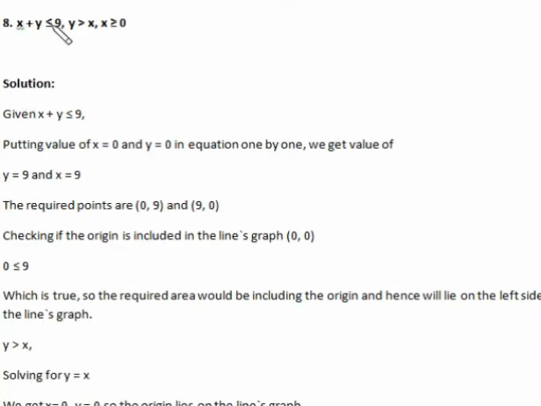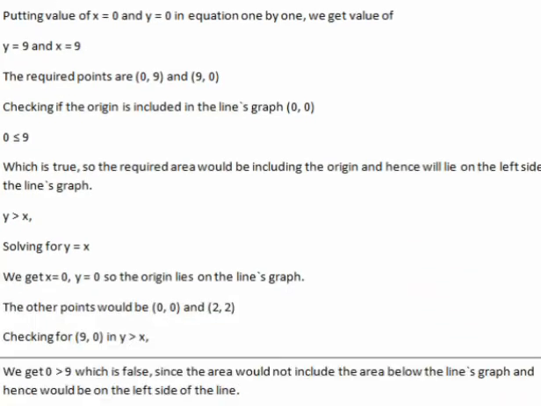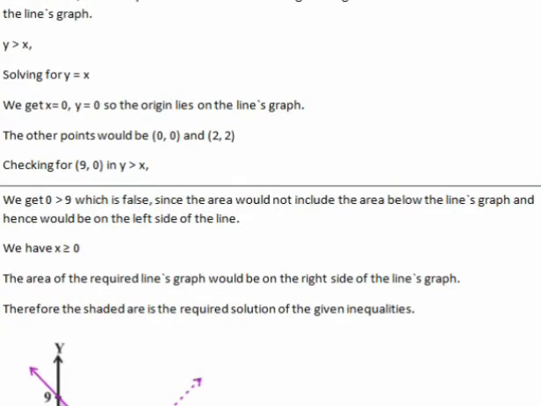x plus y less than or equal to 9, y greater than x, x greater than or equal to 0. Similarly we check all the points and solve. y equal to 9, x equal to 9, points 0 9 and 9 0. Check if the origin is included in the graph: 0 less than or equal to 9, yes, which is true.